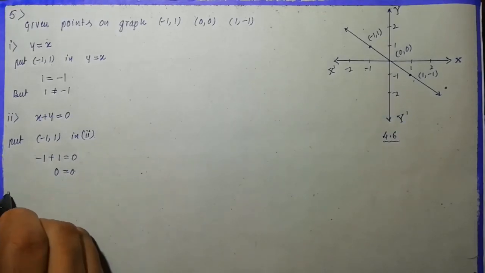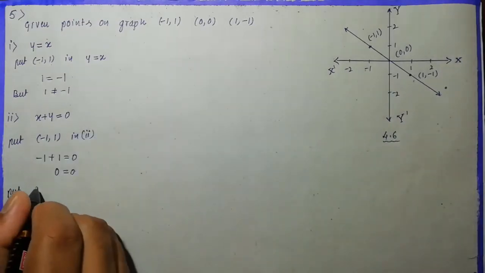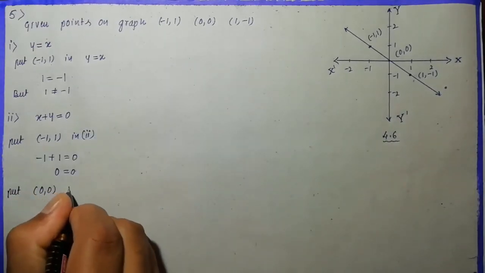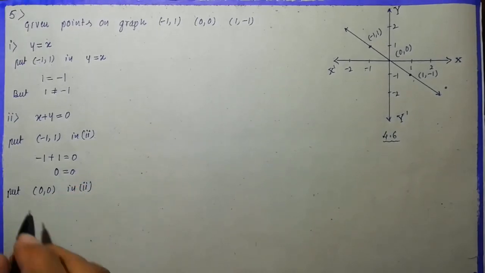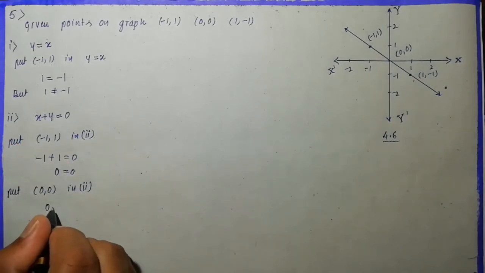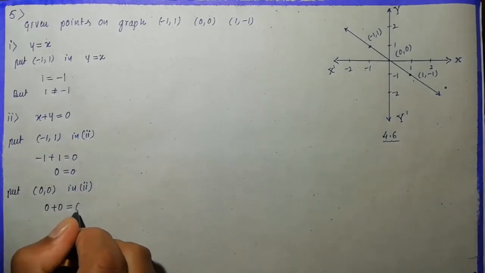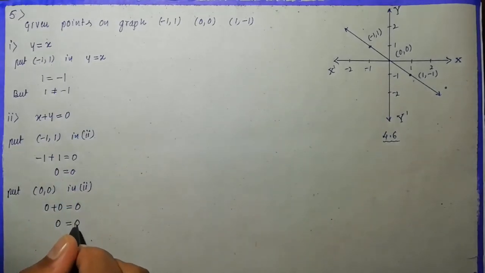Again I'm going to put one more point. The next point is 0 comma 0 in 2. Now let us see what will happen. x is equal to 0, y is equal to 0. 0 plus 0 is equal to, the right side is actually 0, as it is. 0 plus 0 means 0 is equal to 0, satisfied.